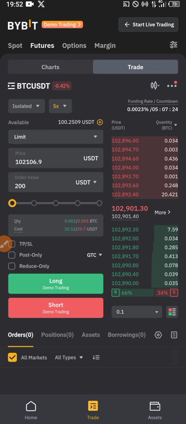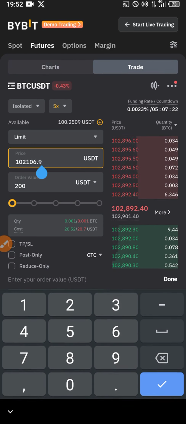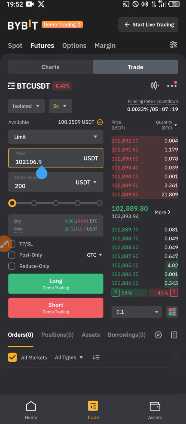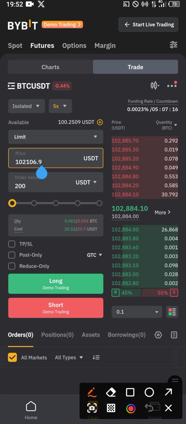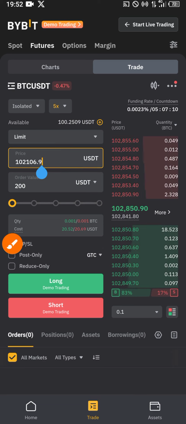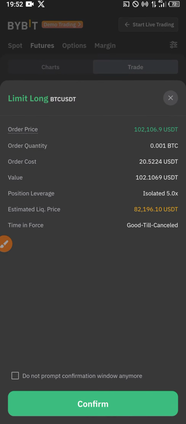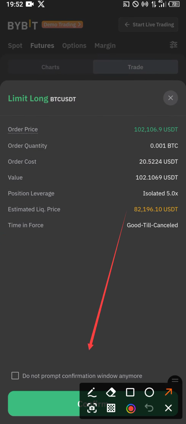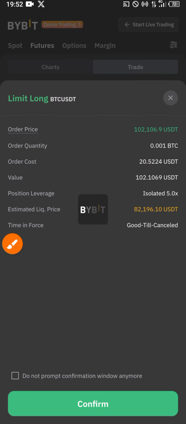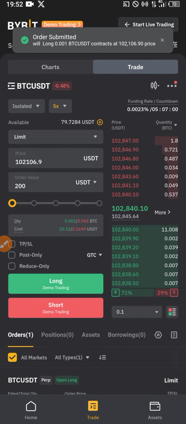When you click on trade, you input the value here. Then make sure you select your limits, don't forget. Then you click on long. Then you click on confirm right here. Then your order will be placed, right?